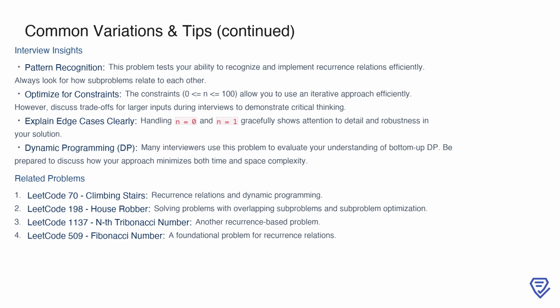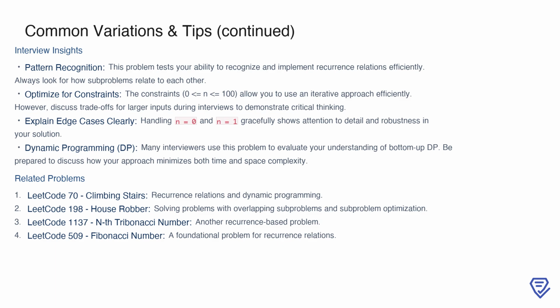From an interview perspective, this problem is designed to test several important skills. First, it evaluates your ability to recognize and implement recurrence relations, which is a common theme in algorithmic problem solving. Identifying how subproblems relate to each other is crucial here. Next, it's important to optimize your solution based on the problem constraints. For instance, since n is constrained between 0 and 100, an iterative approach is efficient, but discussing trade-offs for larger inputs can show deeper critical thinking.